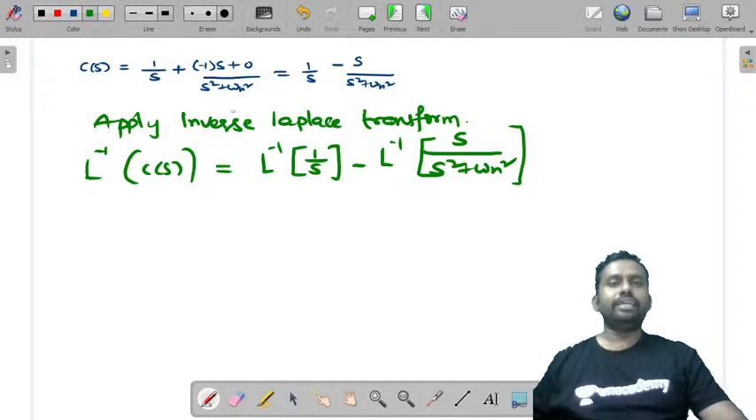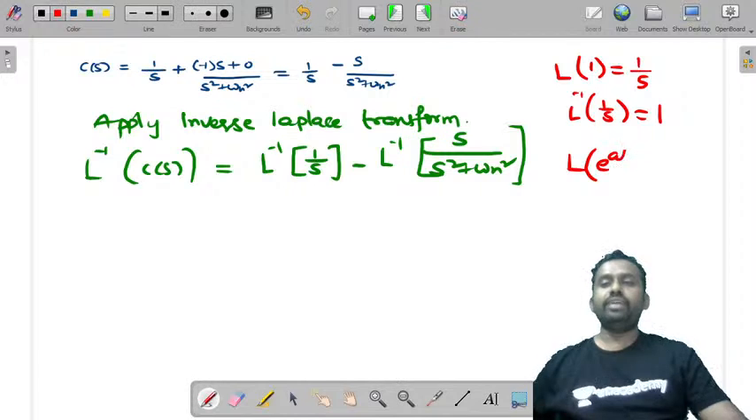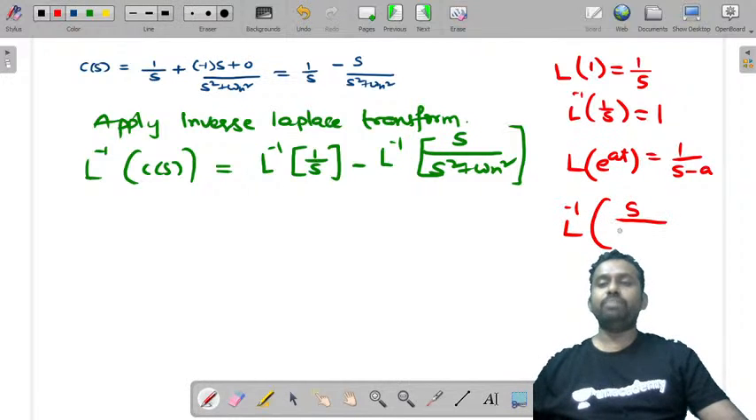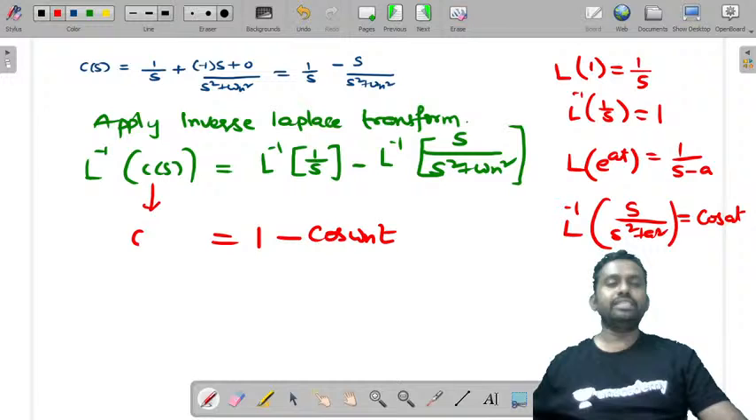Now we should look at the formulae. Laplace of 1 is 1 by S, so Laplace inverse of 1 by S would be 1. Laplace of e power at is 1 by S minus a, so the Laplace inverse of 1 by S minus a would be e power at. And the Laplace inverse of S by S square plus a square is cos at, or Laplace of cos at is S by S square plus a square. Applying the same here, the Laplace inverse of 1 by S is 1, minus the Laplace inverse of S by S square plus omega n square, which is cos omega n t. So Laplace inverse of C of S is C of t.